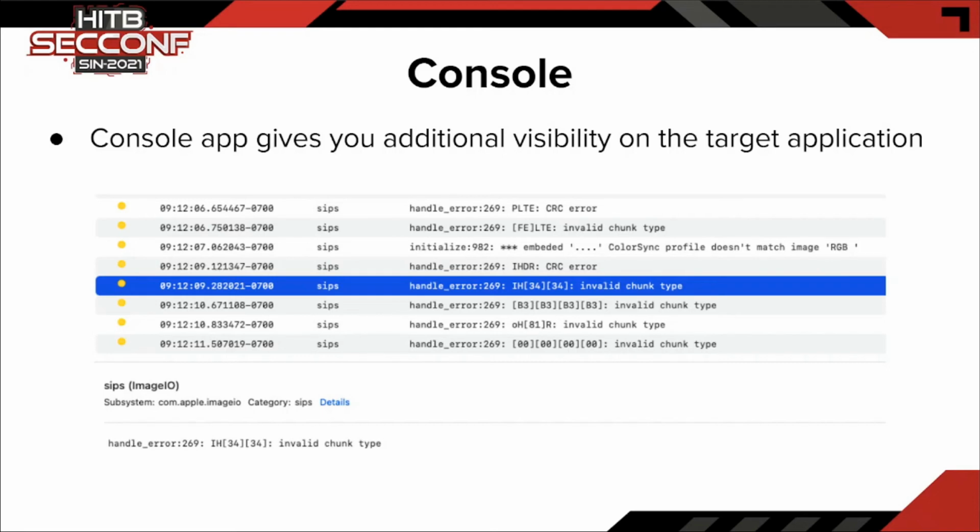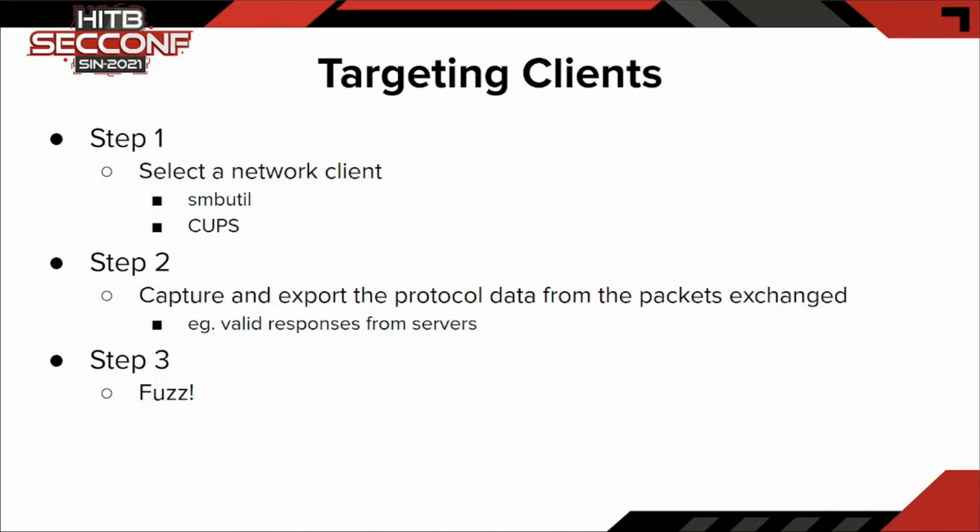So, fuzzing network clients. A couple examples here, SMB util and cups. Essentially, you just capture a PCAP, you export the bytes for each request, or in this case, for each response from a valid server, and then you pass them to LightFuzz to fuzz it. So for this one, we're using local client mode. That way we can launch each one and check for crashes.